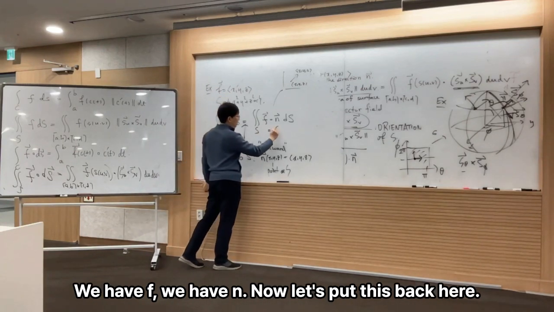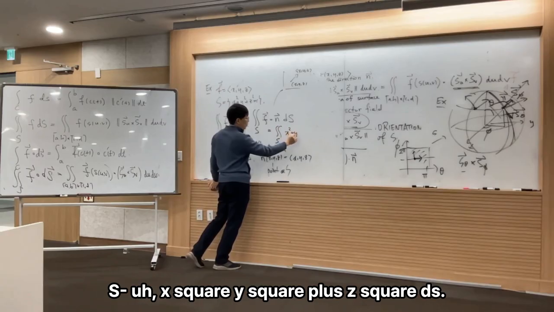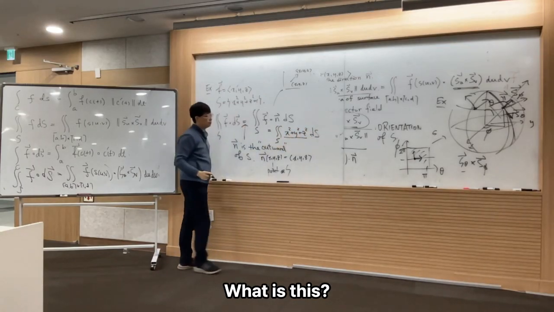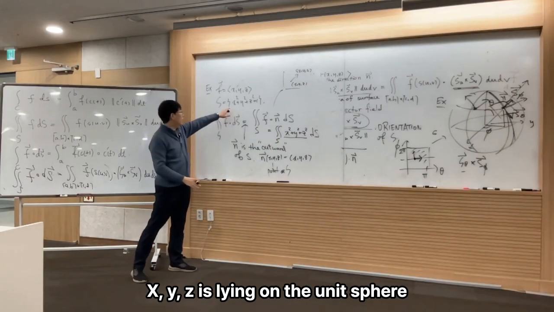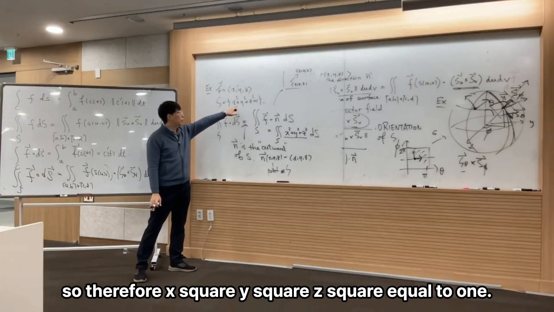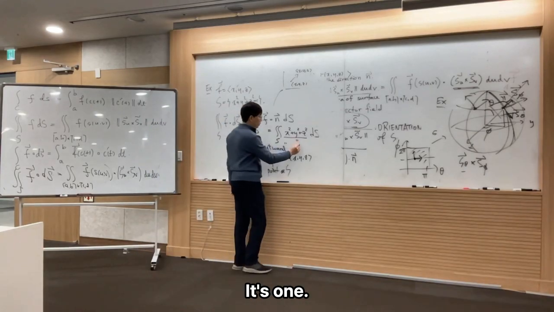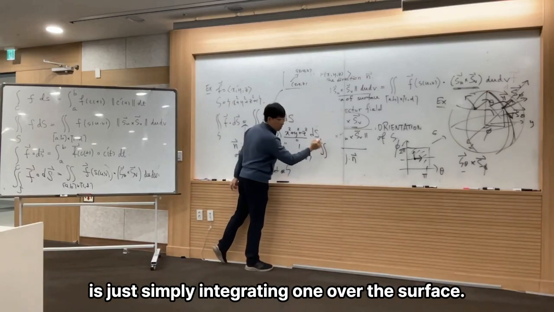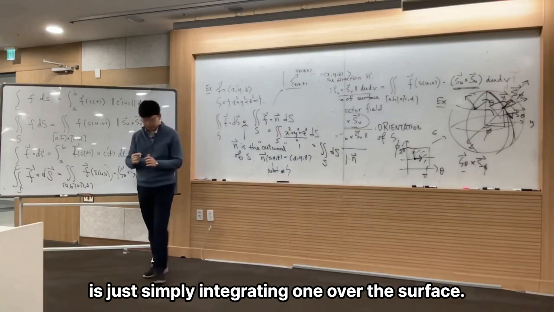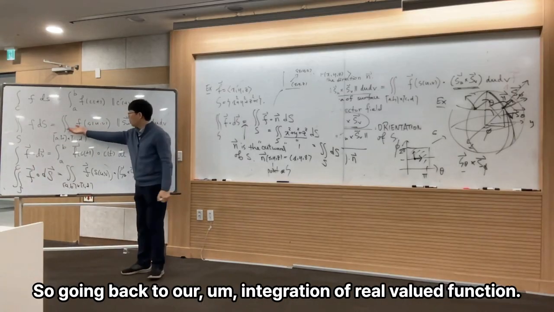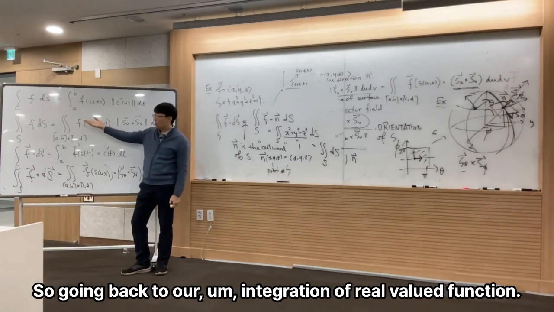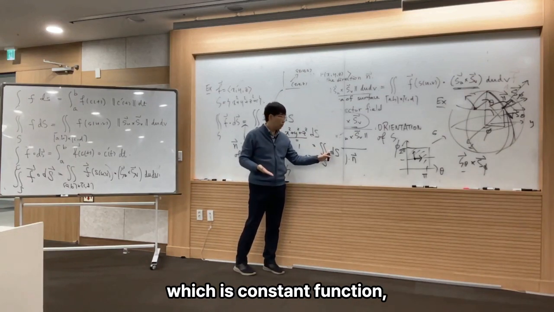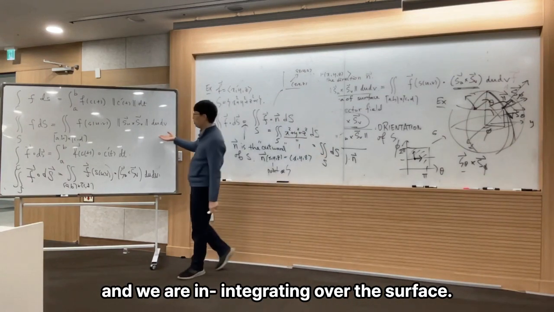Now let's put this back here. x squared plus y squared plus z squared, ds. What is this? x, y, z is lying on the unit sphere. So therefore, x squared plus y squared plus z squared is equal to 1. It's 1. So what we are doing in this setting is just simply integrating 1 over the surface. What does that mean? It's going back to our integration of a real valued function. Our real valued function is just 1, which is a constant function, and we are integrating over the surface.